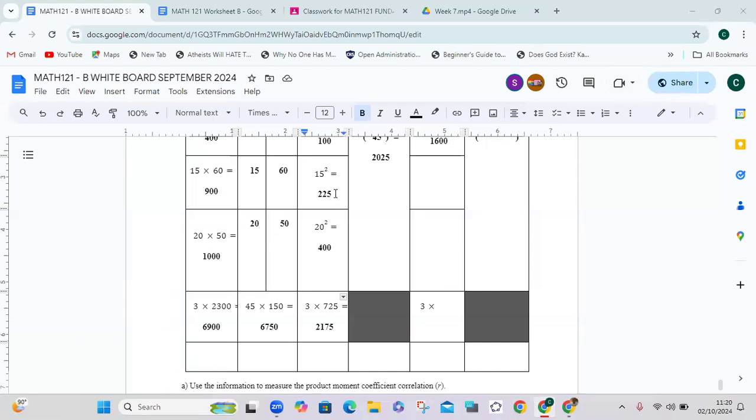So now we move on to 15 squared, which is 225, 20 squared, which is 400, and then we add up these 3 squared values, get 725, and then multiply by 3, because n is 3, to get 2,175.